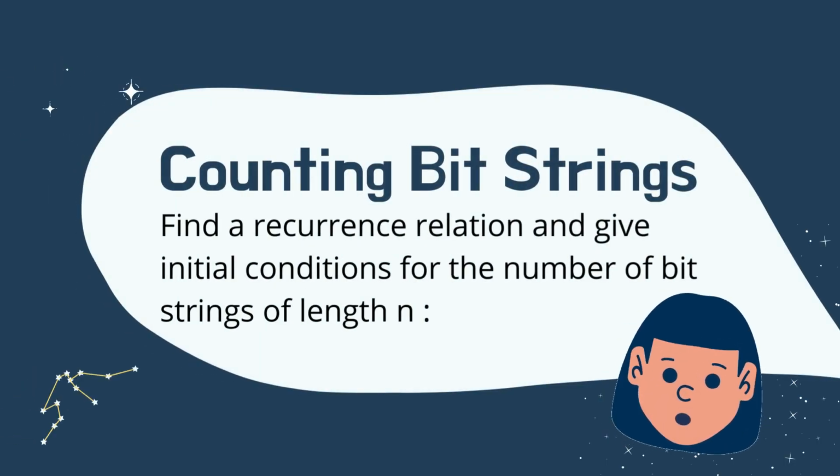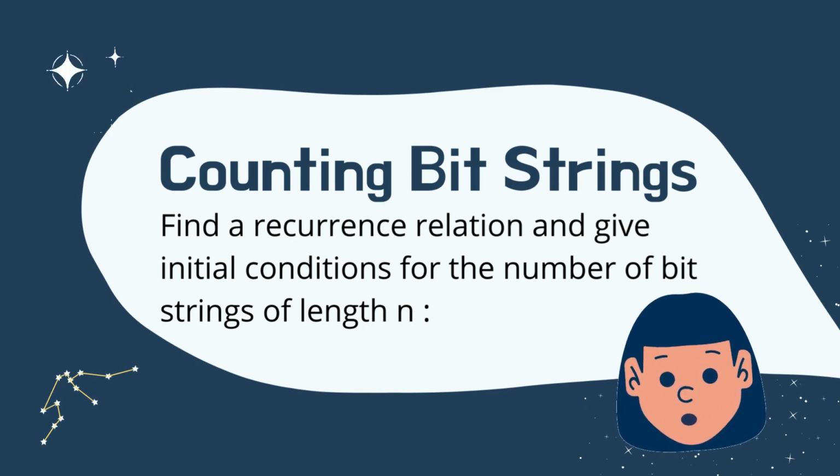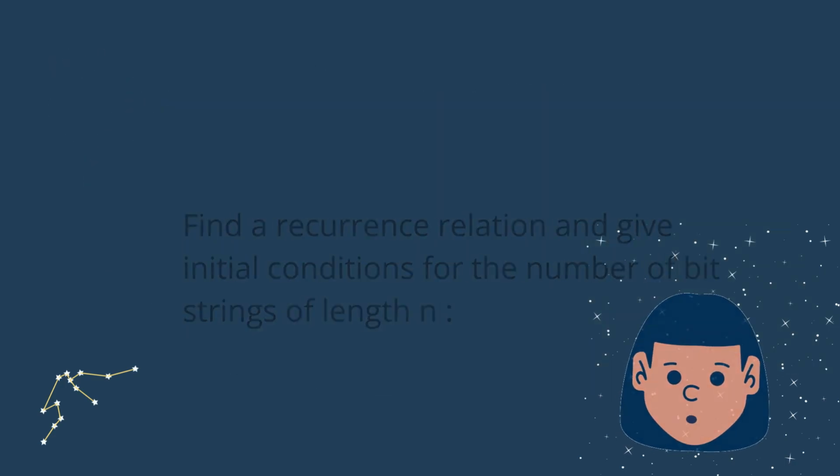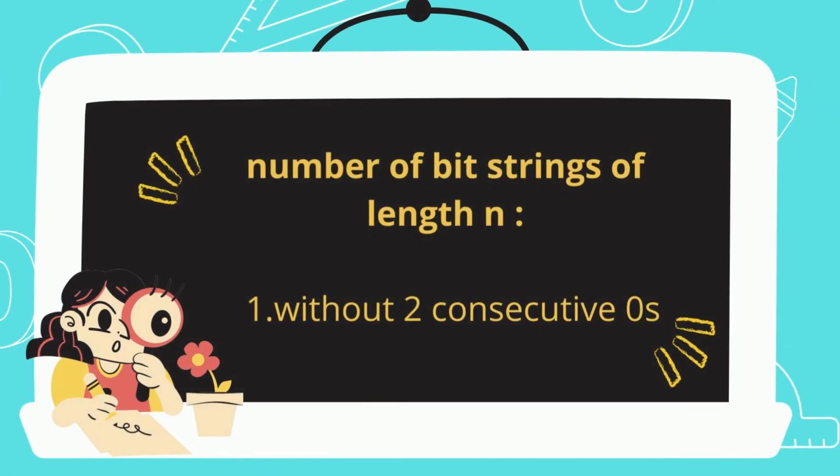So now, we will focus more on counting bit strings. We have to find a recurrence relation and give the initial conditions for the number of bit strings with length n. For the first question, we have to find the number of bit strings of length n without two consecutive zeros.